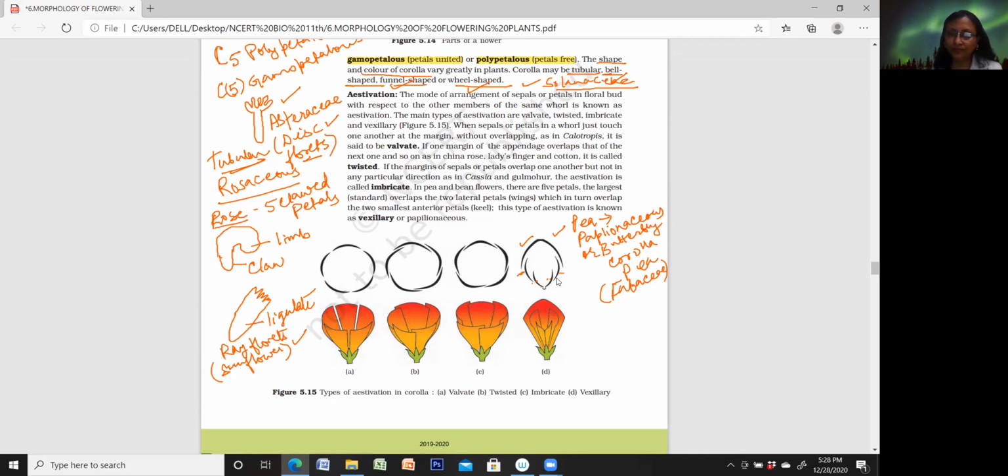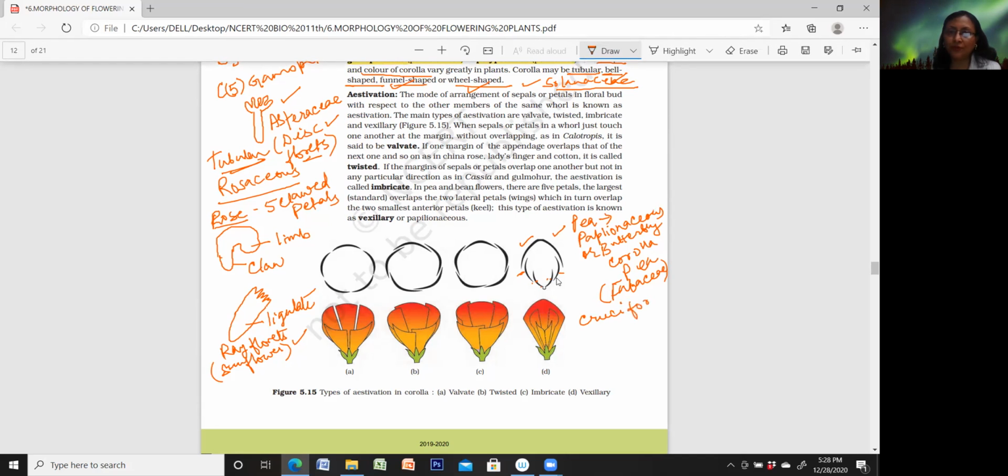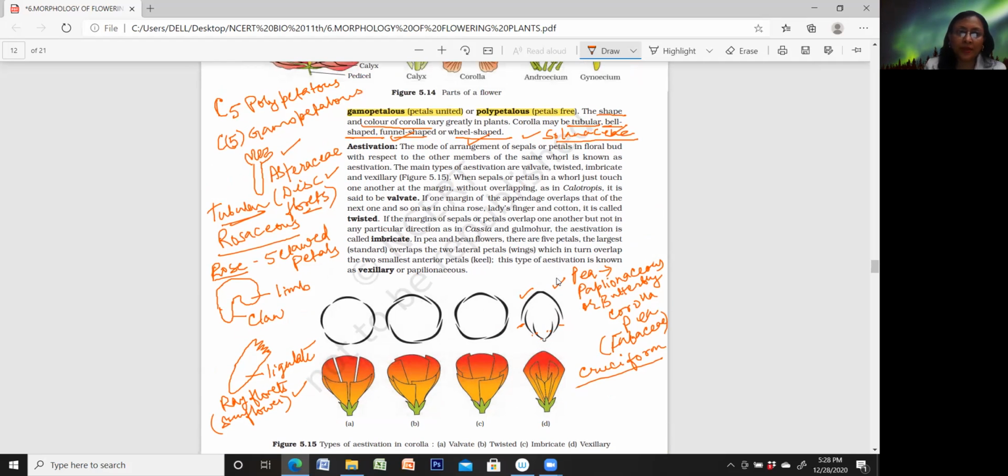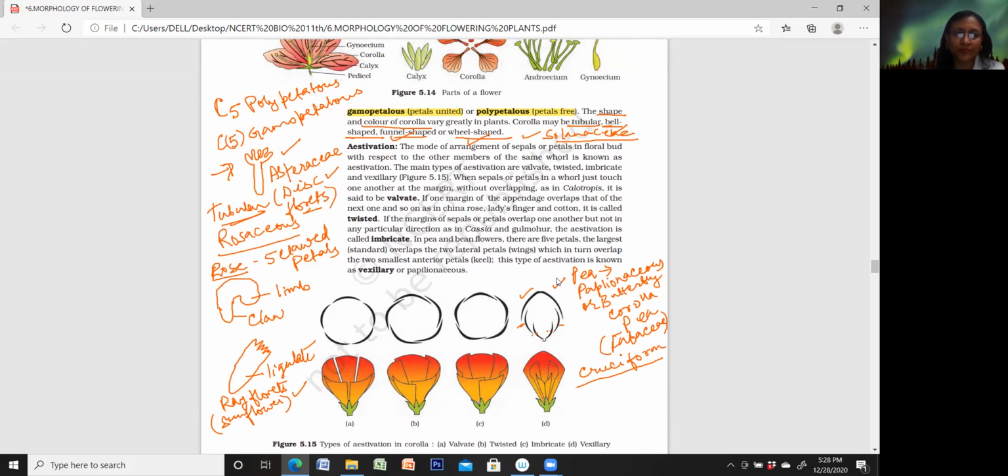And we can't miss one which is very important, and that is cruciform corolla, among the shapes of corolla. I hope you're getting my point. We are discussing the shapes of corolla. Which shapes have we done? Solanaceae: bell shape, funnel shape, wheel shape. Tubular, I told you here. Rosaceous, I told. Ligulate, I told. Papilionaceous, I told here. And now I'm telling cruciform corolla.